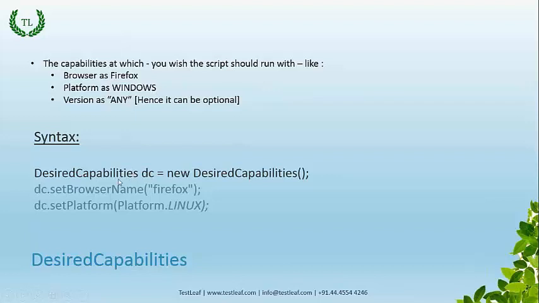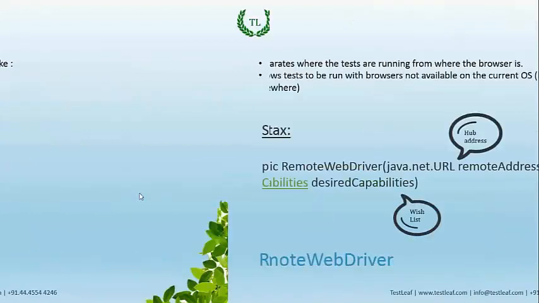What is the syntax? Desired capabilities: create a new instance of DesiredCapabilities. Simple method: set browser name, Firefox. Set platform, Platform.LINUX, because this is a constant, right? Platform.LINUX cannot be in double quotes. It takes the Linux object of that particular class. So we talked about desired capabilities. Let's see an example also quickly.